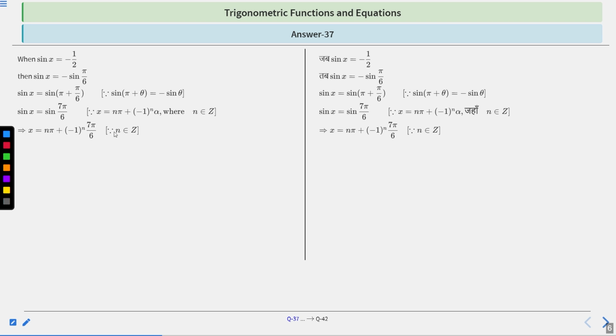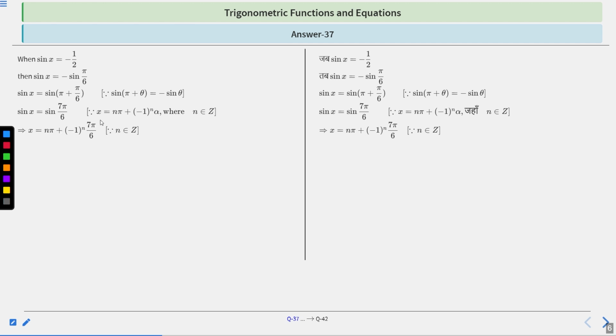Now when sin x equal to minus 1 by 2, then sin x equal to 1 by 2 is basically at pi by 6, sin 30 degrees. So sin x can be written as minus sin pi by 6. Now we know that sin of (pi plus theta) is equal to minus sin theta. Therefore, sin x can be written as minus sin pi by 6, which is sin of (pi plus pi by 6), which is sin 7 pi by 6.